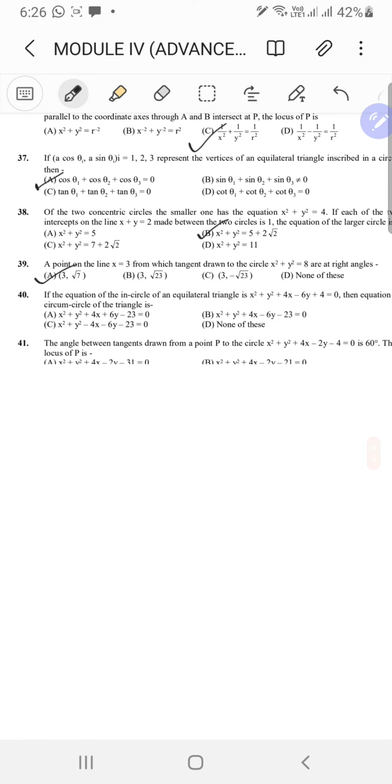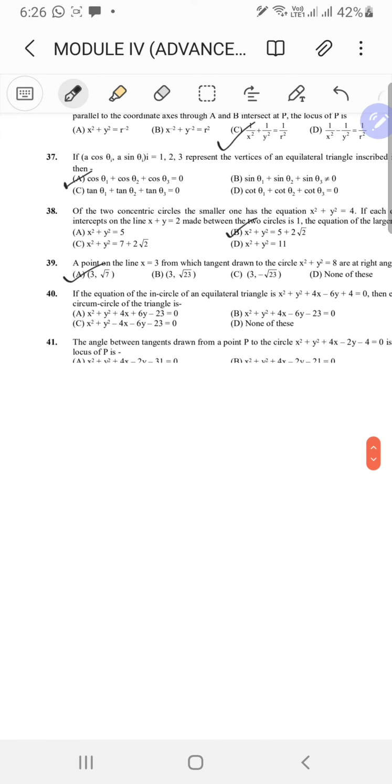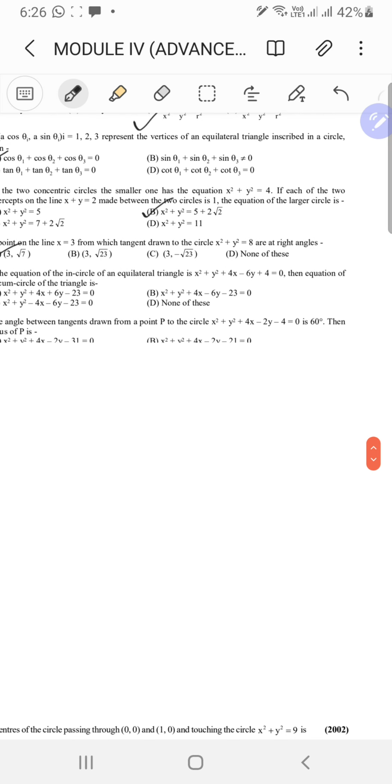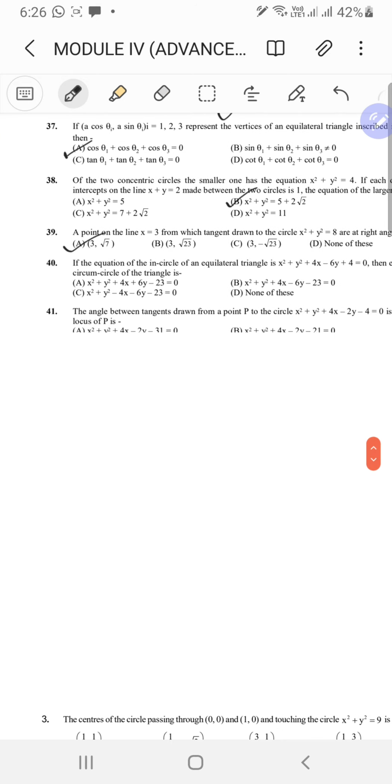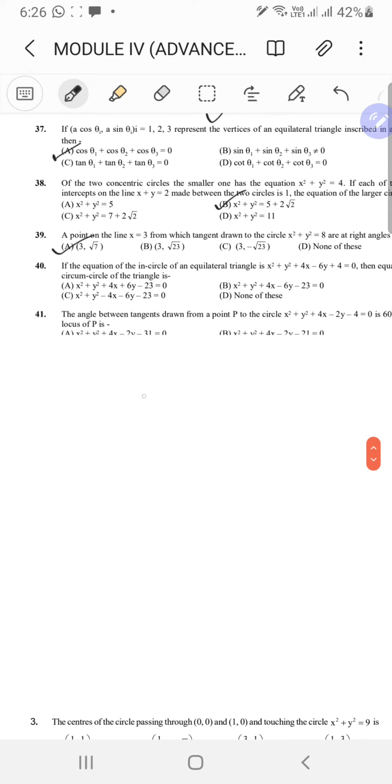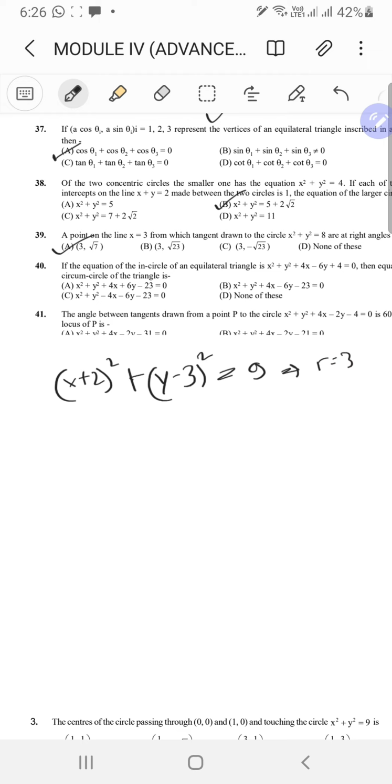Next question. If the equation of the incircle of an equilateral triangle is x squared plus y squared plus 4x minus 6y plus 4 equal to 0, then the equation of the circumcircle is... okay, cool. So just write this in the form which we require. x plus 2 squared plus y minus 3 squared is, 4 minus 4 is 0, so it's 9. So radius is 3. That's the most important thing.